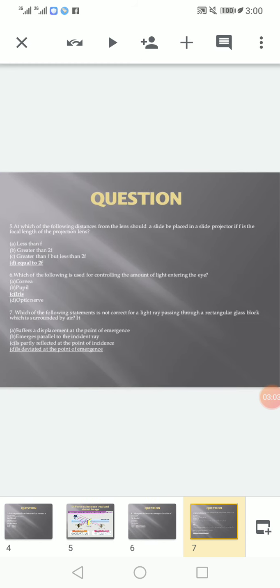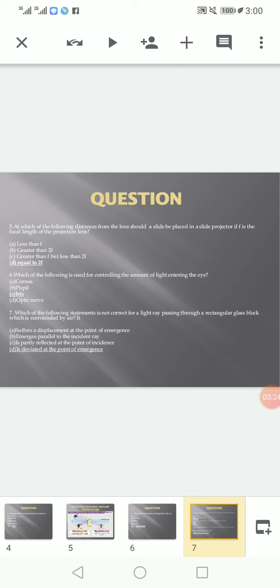This question says, at which of the following distances from the lens should a slide be placed in a slide projector if f is the focal length of the projector? It should be placed at option D, which is the answer, equal to 2f.